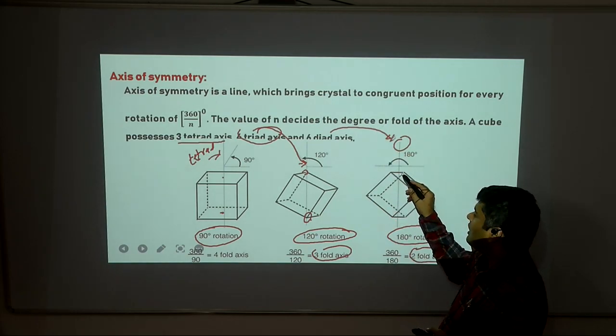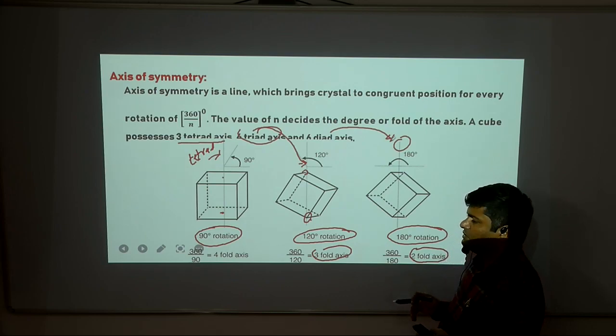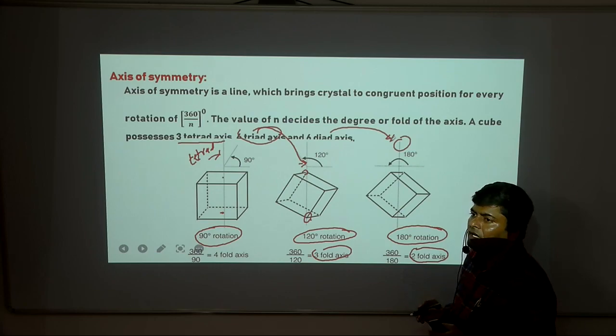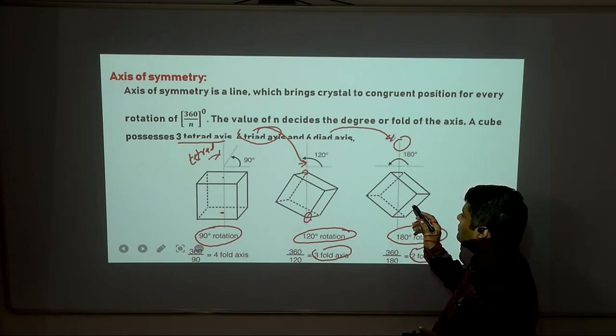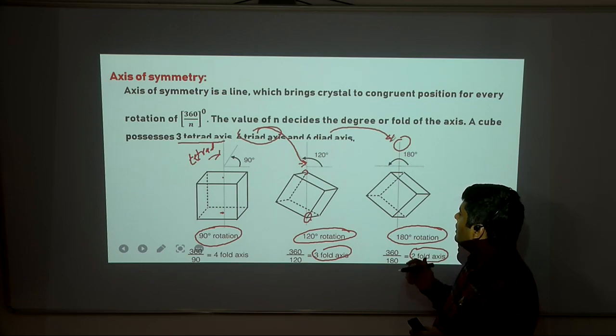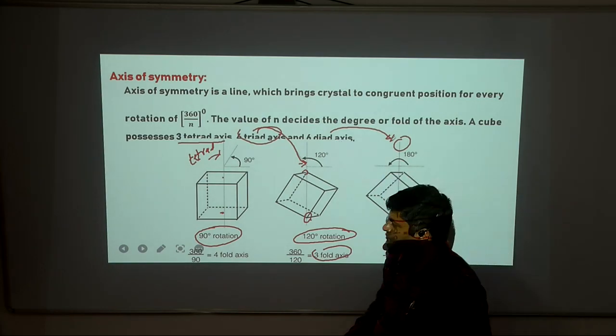And how many edges are there for the cube? Of course, a total of 12 edges. So 6 lines through the 12 opposite edges can be drawn, and that's why 6 diad axes are possible.